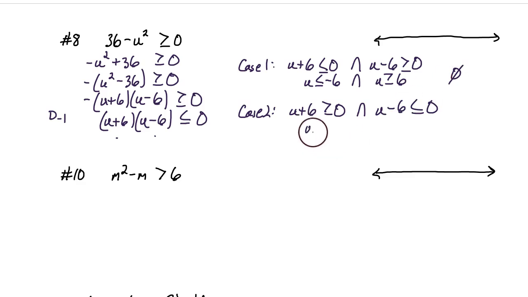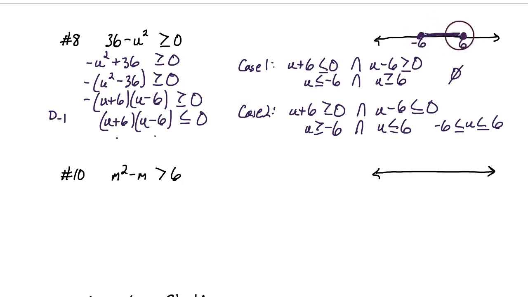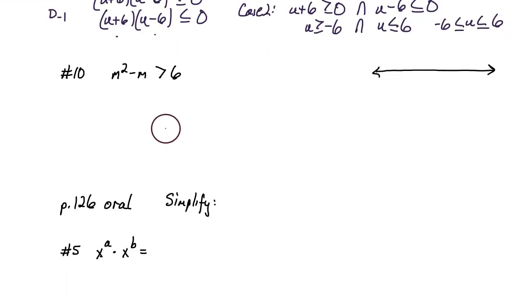Okay, now down here, u is greater than or equal to -6, and u is less than or equal to +6. This is possible. This is telling us that the lower number is the -6, and the upper boundary on u is the +6. It's telling us u comes between those two numbers. So on the graph, we have -6 and +6, closed dot on both, and shade in between. Number 10, we don't have a 0 on the right, so let's subtract 6 from both sides.